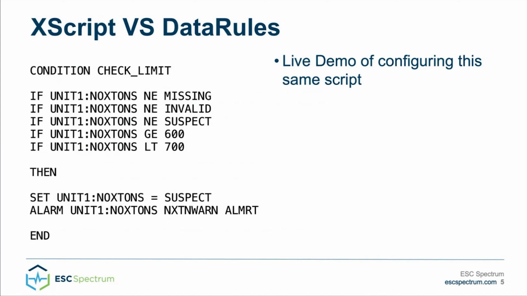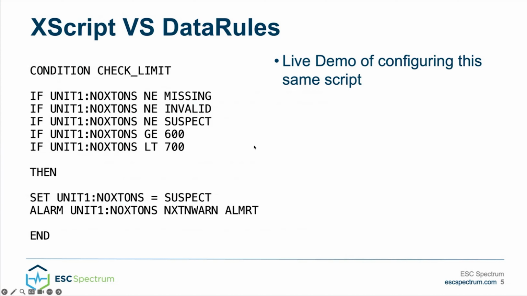This is an example Xscript for just checking a limit. In this example, we're taking unit 1 Knox tons. We're checking to see it's not missing, not invalid, not suspect. Finally, we're checking to see if it's greater than or equal to 600 and then less than 700. If all 5 of those are true, then it's going to mark that time interval as suspect and then trigger an alarm. This is a super straightforward Xscript. Obviously, your Condition Manager scripts can get a lot more complex, but this is just a nice example that we can use for creating an example data rule as well.